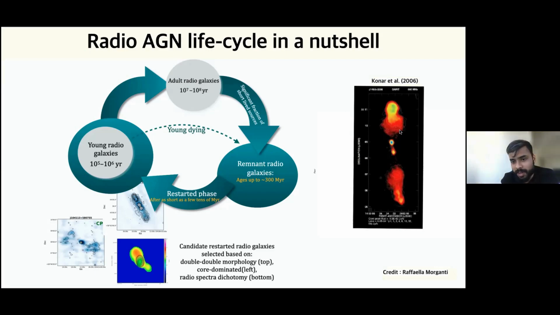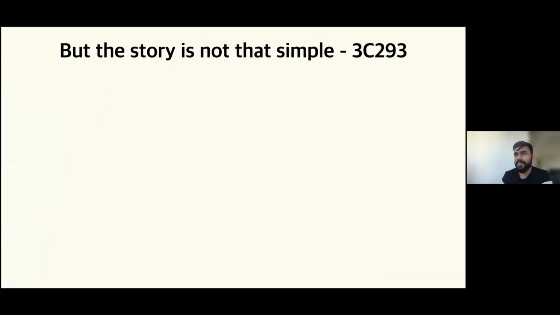So on the right, you see a typical classic example of a restarted galaxy. It's called a double-double radio galaxy in the sense that we see two different pairs of jets and lobes. So you see one pair inside here and one pair outside. The pair inside is understood to be the younger phase of activity and the pair outside is the older phase. In some cases, we even see a very steep spectral index in these old phases, which is how we know that they are old. And in some cases, we don't see any old emission at all. So that's the typical picture of restarted radio galaxies, very simplistic, like the cartoon would have shown. But now we are realizing that the story is not that simple.